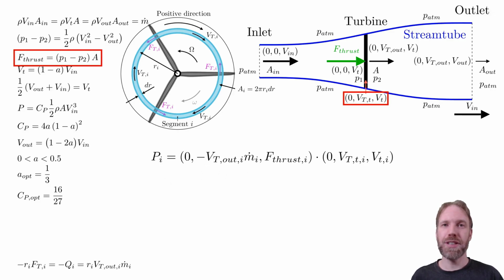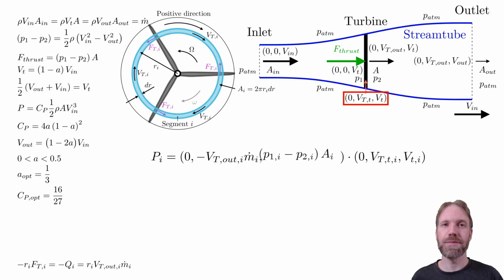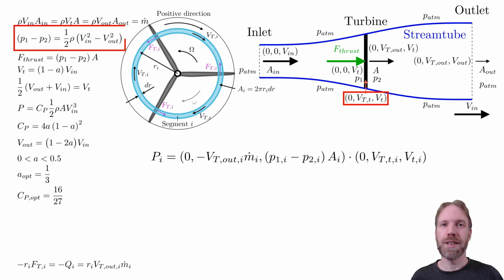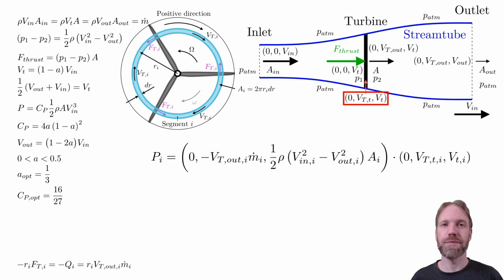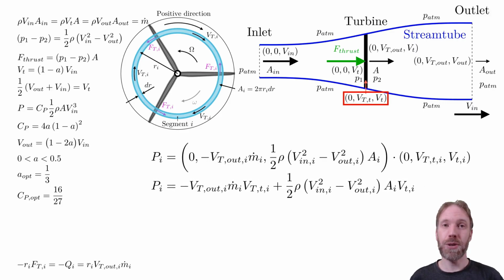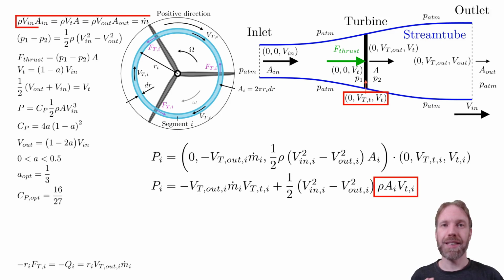Use the same thrust force as we had before. Insert the pressure difference. Perform the dot product. Reorder. Note that the term is the mass flow rate.